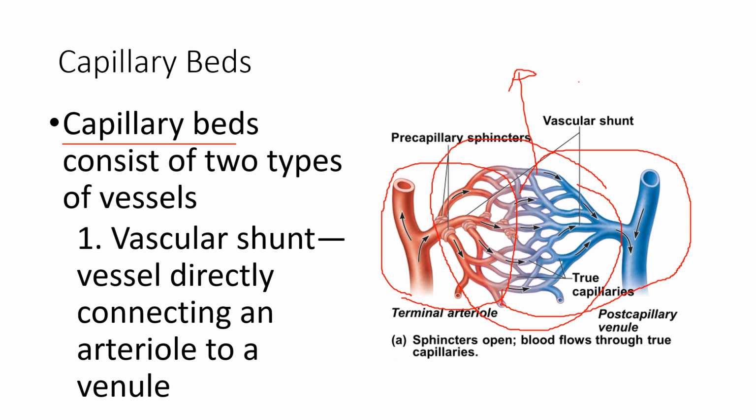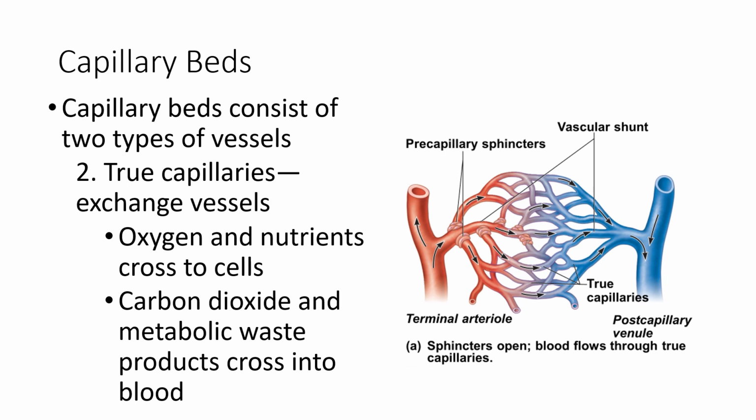The capillary bed consists of two types of vessel. We have the vascular shunt vessel, which is directly connecting an arteriole to a venule. This one is the vascular shunt, a direct connection from the arteriole to the venule. And we have the true capillaries, or the exchange vessel.